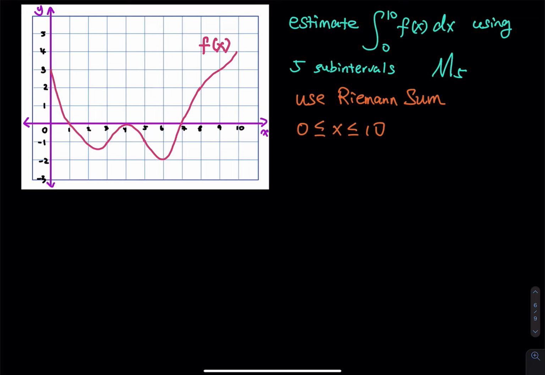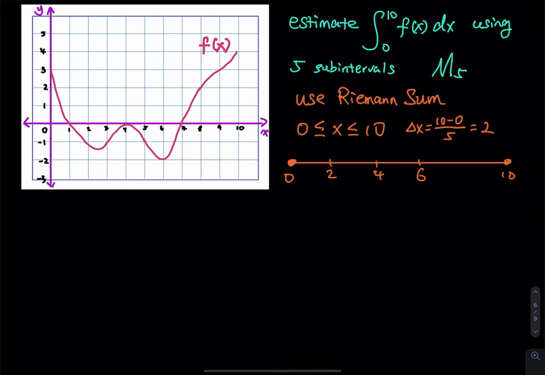So since you are using five subintervals, let's cut this into 5 pieces. So we start at 0 and then we terminate at 10. So from 0 to 10, what's the delta x, the width? So the width is equal to maximum minus minimum divided by 5. So that is equal to 2. 0 plus 2, 2 plus 2, 4 plus 2, 6 plus 2, 8 plus 2. And then, of course, we are not done. We have 5 subintervals only.